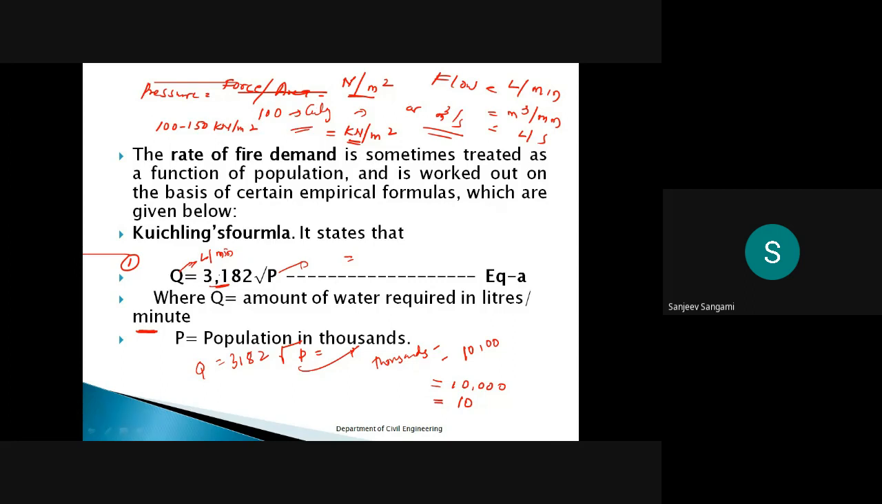It is based on the conversion from liter to minute or whatever it is, that conversion will be there. We are not supposed to bother about that. Whenever empirical formulas are given, there is no need for conversions, like why it is coming only in liters per minute or why only in liters per second. It is better to follow what they have given in the empirical formulas. So this is the first formula.